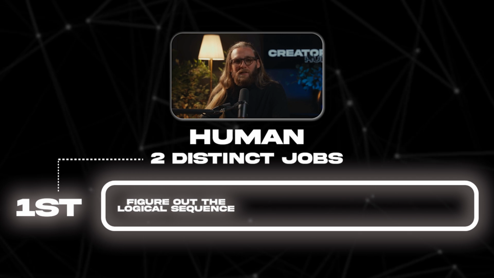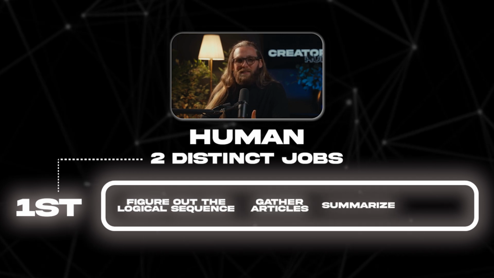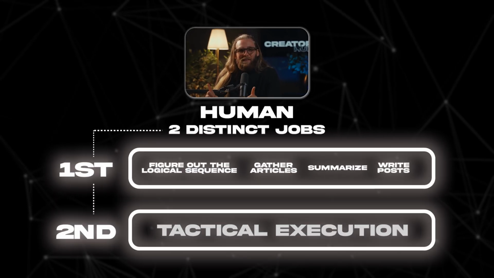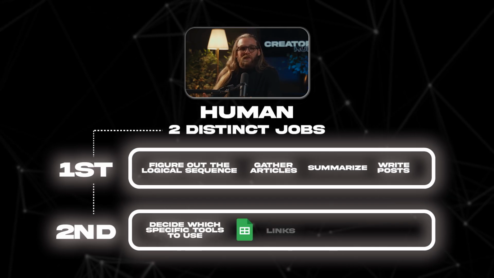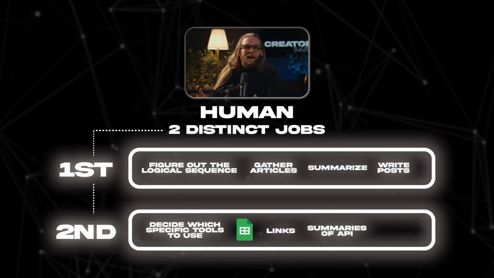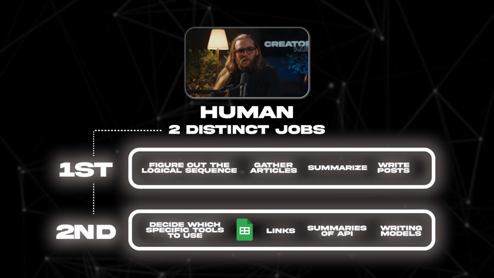Figure out the logical sequence, gather articles, then summarize, then write posts. Second job, tactical execution: decide which specific tools to use, spreadsheets for links, summaries of API, and writing models. Here's the shift that defines a true artificial intelligence agent. What if the model handled both jobs?